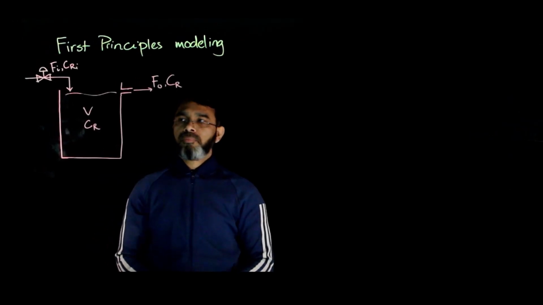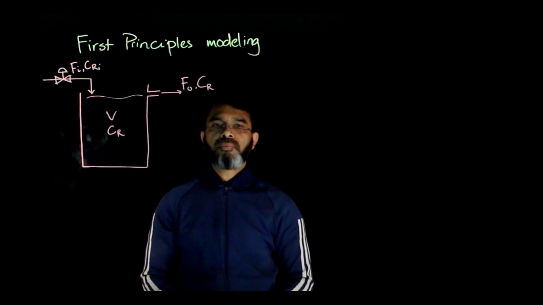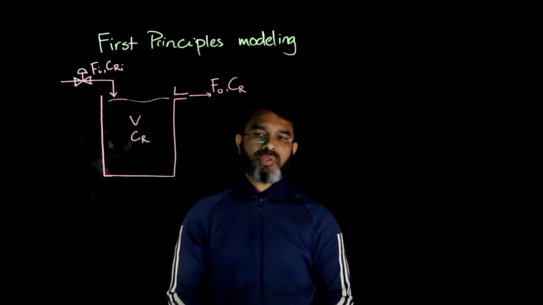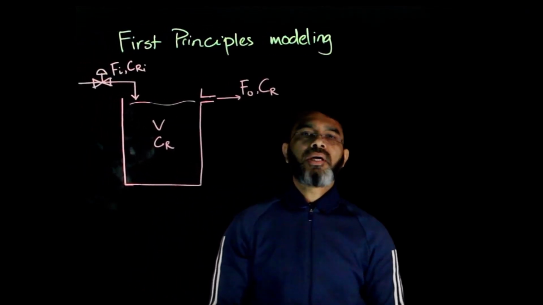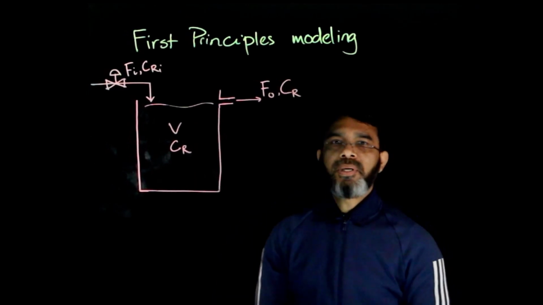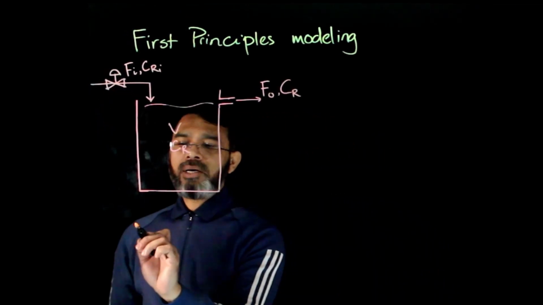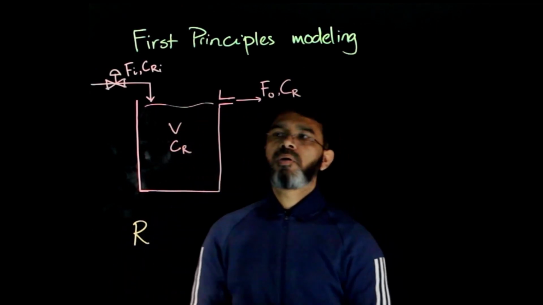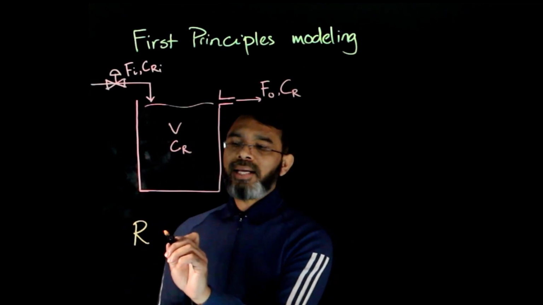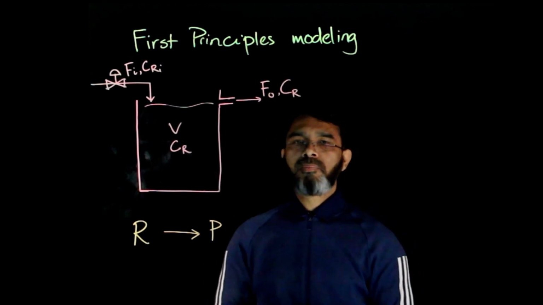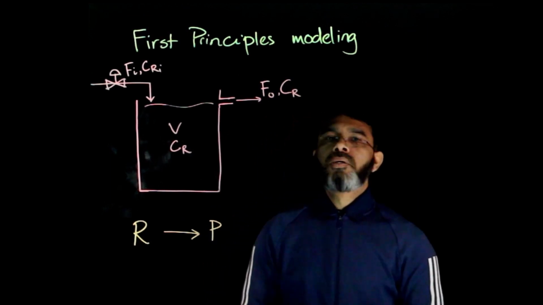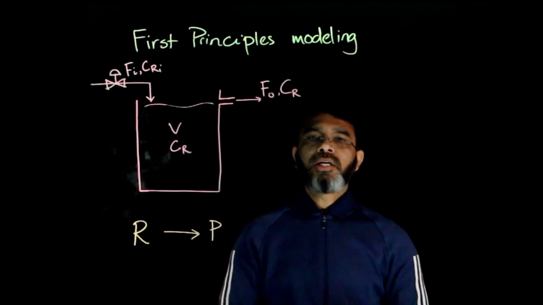In this example, we develop the model equation for a CSTR process. We'll consider an isothermal CSTR. Now a brief description about the process itself. A feed with the component R is coming in to the CSTR. R reacts to produce some product P. So the reactant R is converted into product P.